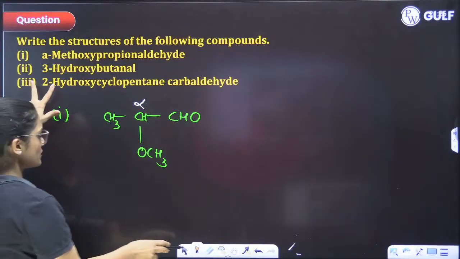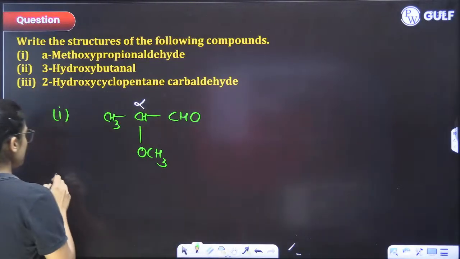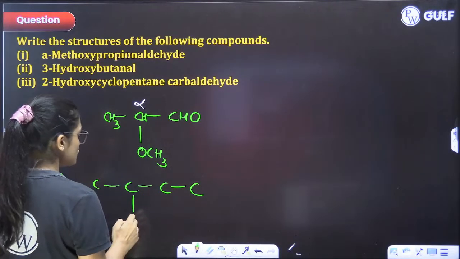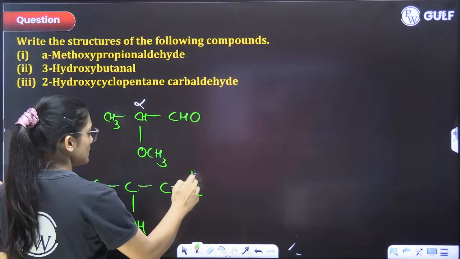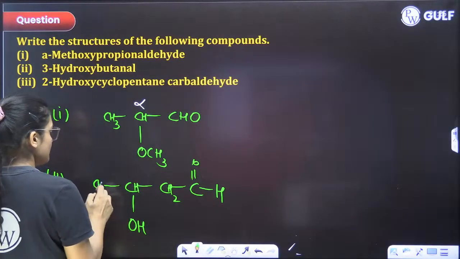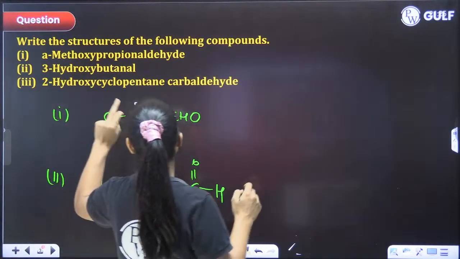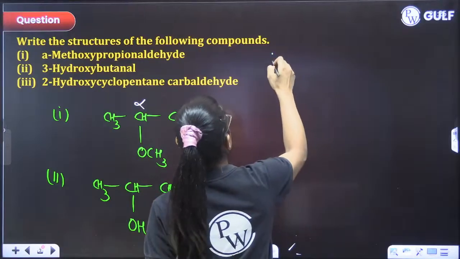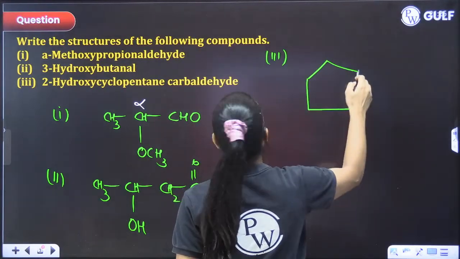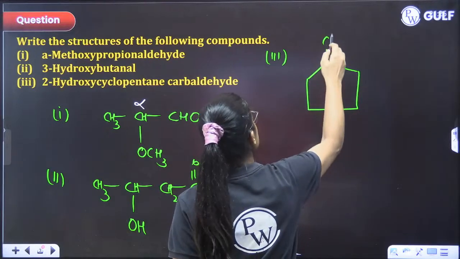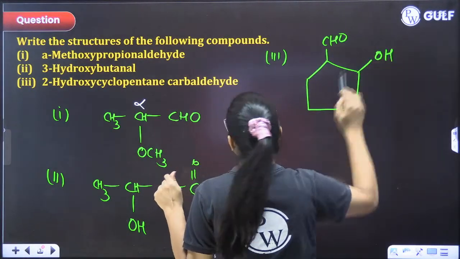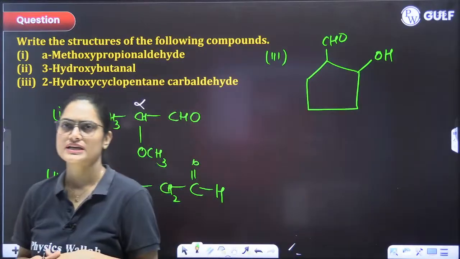Second one, you have 3-hydroxybutanal, which is very simple. 1, 2, 3, 4. At third position, you have hydroxy, and this is your aldehyde. So this is 3-hydroxybutanal. Then we have the third one, which is 2-hydroxycyclopentane carbaldehyde. So cyclopentane is this one, and carbaldehyde is CHO present on any cyclic ring, and at second position you have hydroxy. So it is 2-hydroxycyclopentane carbaldehyde.